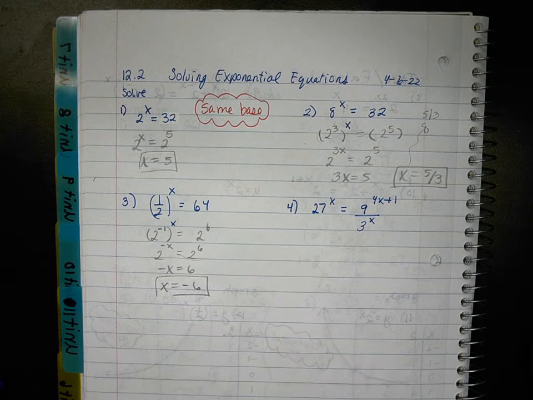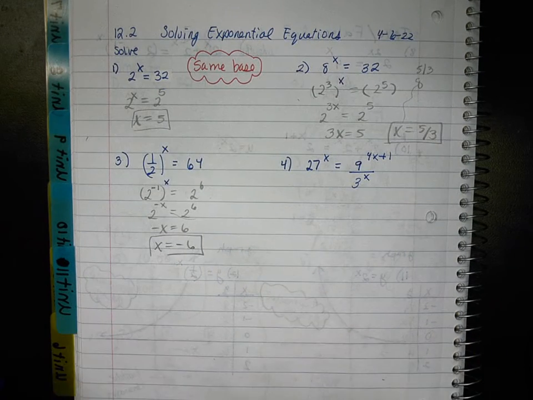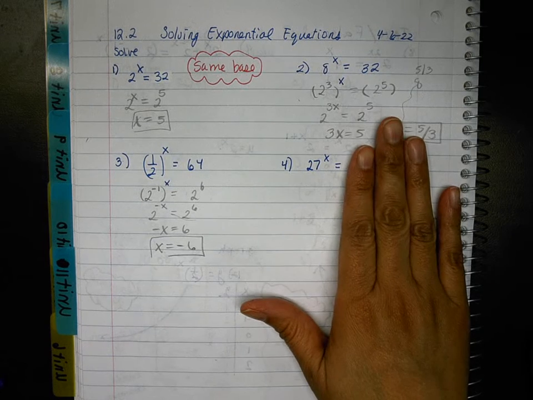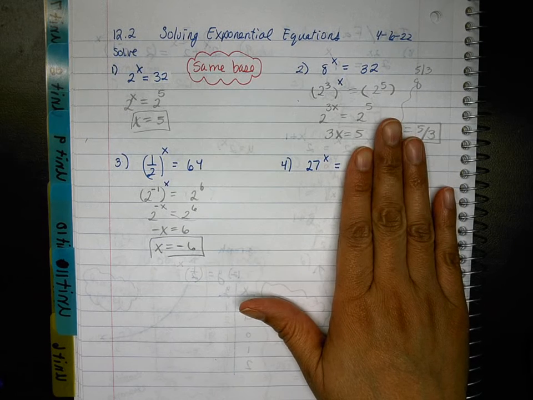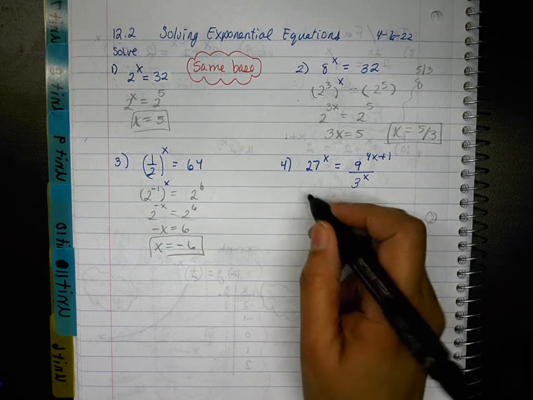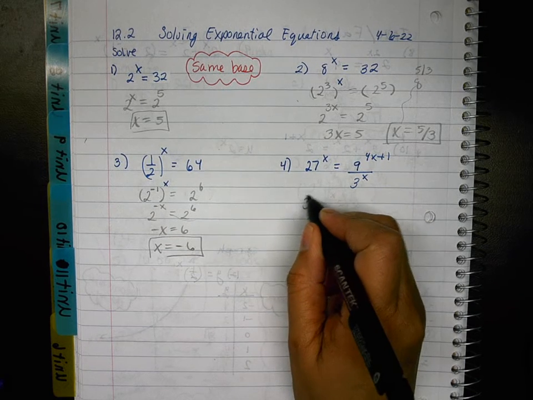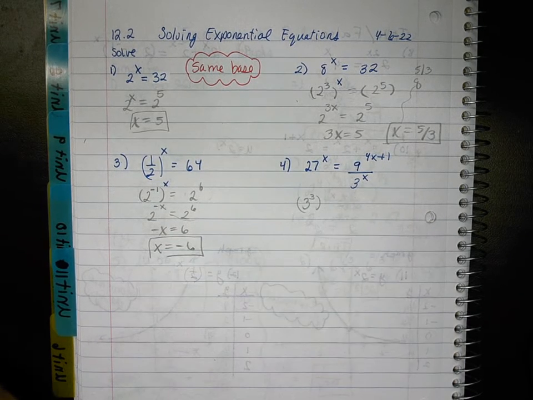All right. I have 3 bases here, a 3, a 9, a 27. I still use the smallest one. Which one am I going to use? The 3, the 9, or the 27? 3. Okay, so I'm going to first change the 27 to a base of 3. What does that become? 3 to what power? 3rd. And the x is still there.